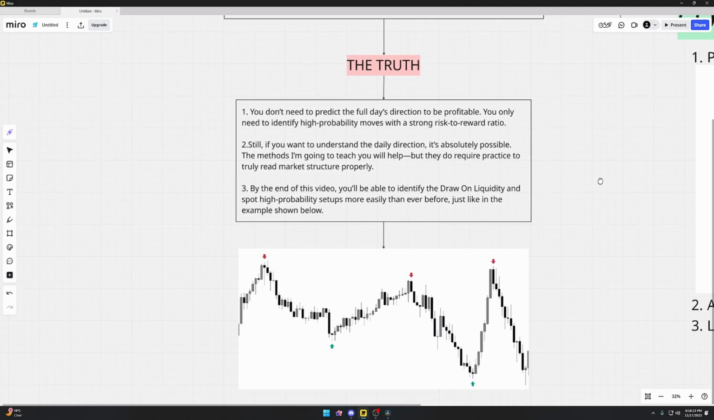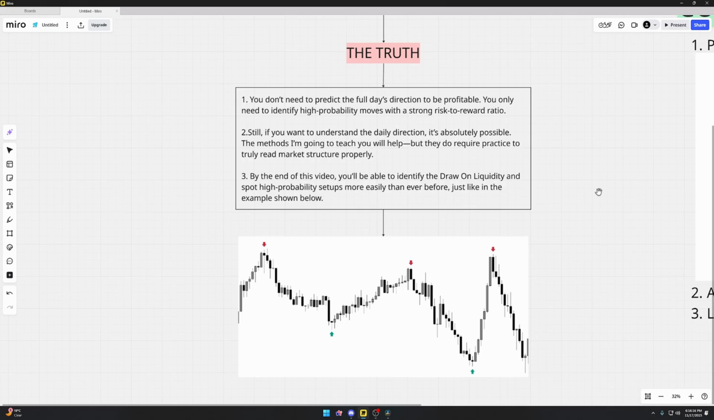You don't need to predict the entire day's movement to be profitable. All you need is to catch high probability moves with a solid risk to reward ratio. Still, if you want to understand the full daily direction, it is possible. The methods I'm going to teach you will help you do that. Just remember, it takes practice to properly read market structure and price delivery. By the end of this video, you'll be able to identify the draw on liquidity and find high probability setups much more confidently, just like in the example shown here.